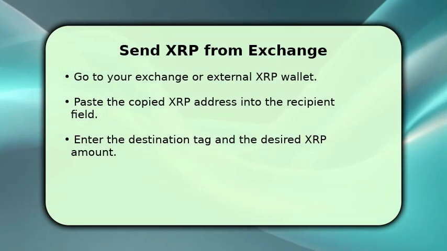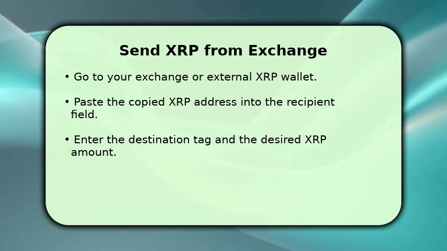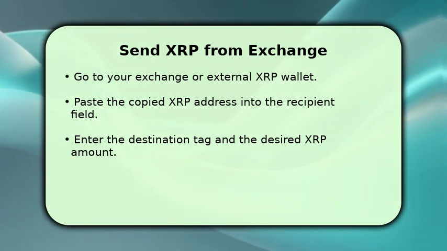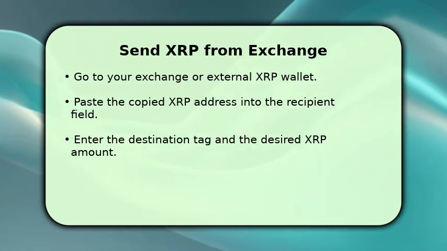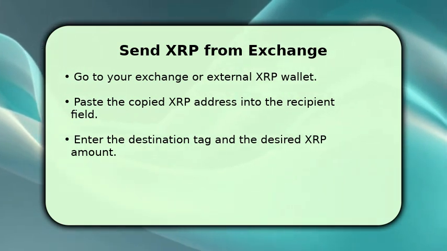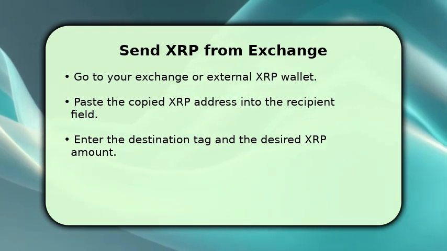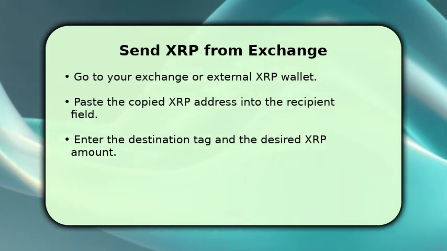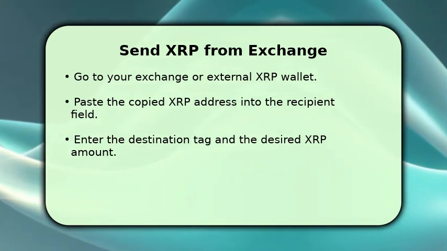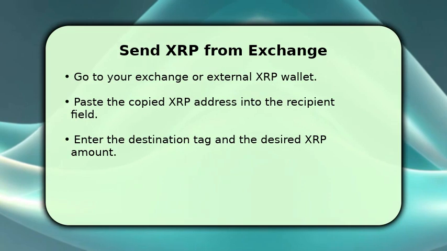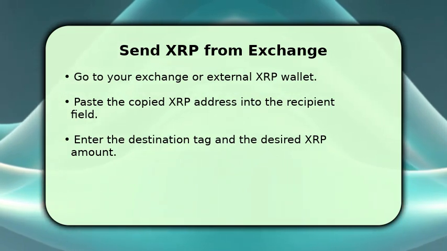Now, head over to the cryptocurrency exchange or external wallet where your XRP is currently held. Initiate a withdrawal or send transaction for XRP. Carefully paste the XRP address you copied from Trust Wallet into the recipient or destination address field. Don't forget to also enter the destination tag and specify the exact amount of XRP you wish to deposit.